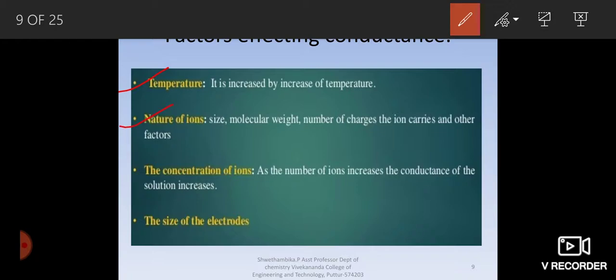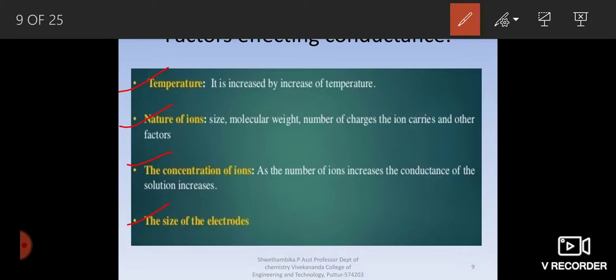The second important factor is the nature of ions. Here the size of the ion, the molecular mass of the compound, and the number of charges together we call the nature of the ion, and they influence the conductance. Suppose the size of the ion is bigger, the ion becomes bigger, mobility would decrease, so conductance would decrease. Then the concentration of the ions is a directly proportional factor. As the number of ions or the concentration increases, conductance also increases.